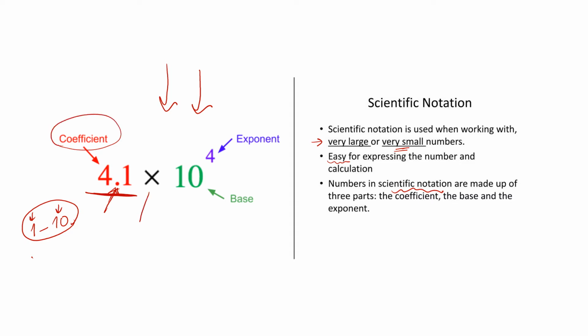Then we put the sign of multiply, and then we write a base and exponent. We have already studied that the number which is on the floor is called the base, and anything written in the air on that base is said to be the exponent. So there are three parts of a scientific notation: coefficient, base, and exponent.